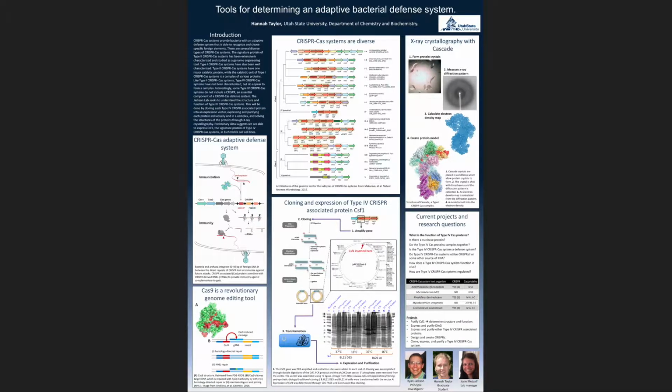And so this panel shows a little bit of what I do. It's basically just cloning and doing expression tests so that I can get the protein that makes up the CRISPR system into the lab so that I can study it. This panel up here outlines X-ray crystallography, which is one of the methods that we want to use once we get protein in the lab. And then this panel here just outlines some of the projects and research questions that we're trying to answer.